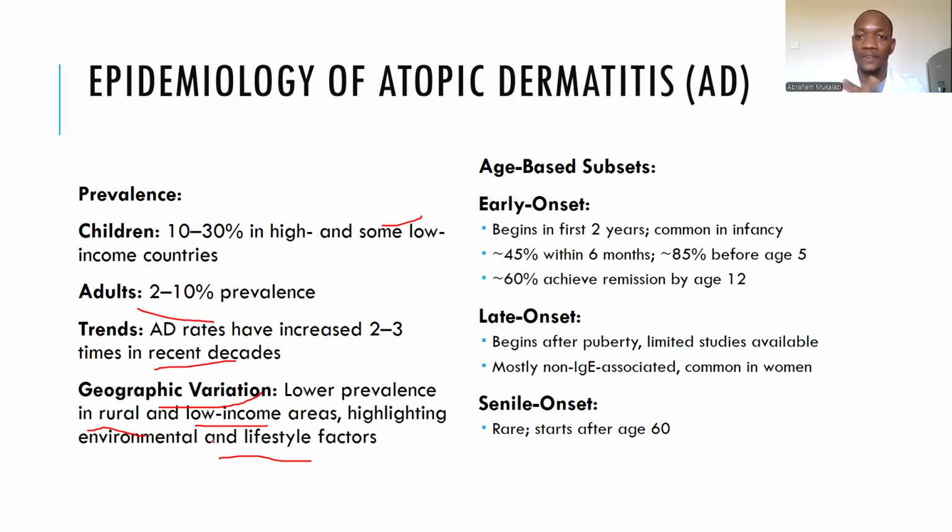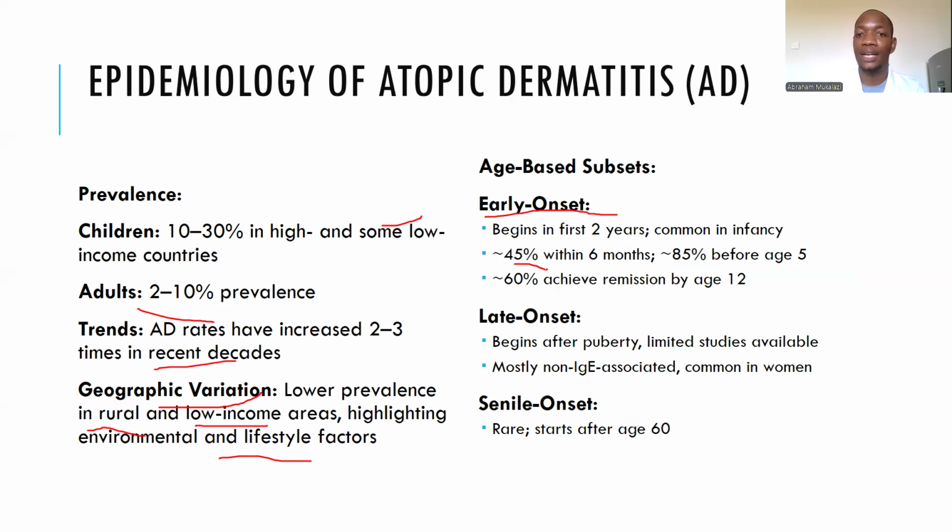Then we can also classify atopic dermatitis based on the age of onset. We can call it early onset, for example, if it begins within the first years of life, commonly in the infancy period, and you find that up to 45% of these cases who have early onset, it occurs within the first 6 months of life, and usually 85% before the age of 5.